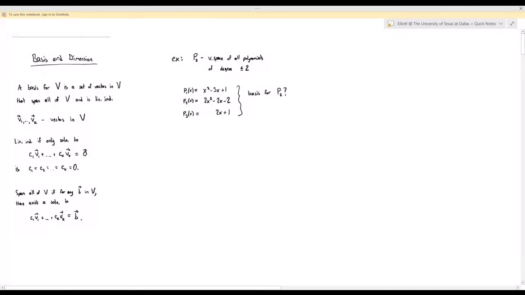So to check if these three polynomials form a basis, remember a basis has to satisfy the two conditions of being independent and also spanning the space. So we'll start by checking if these three polynomials are linearly independent.